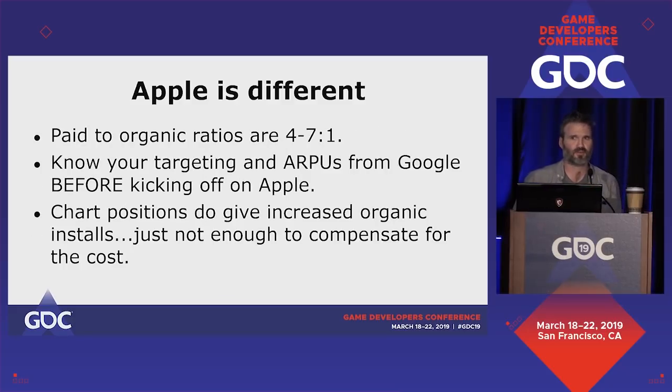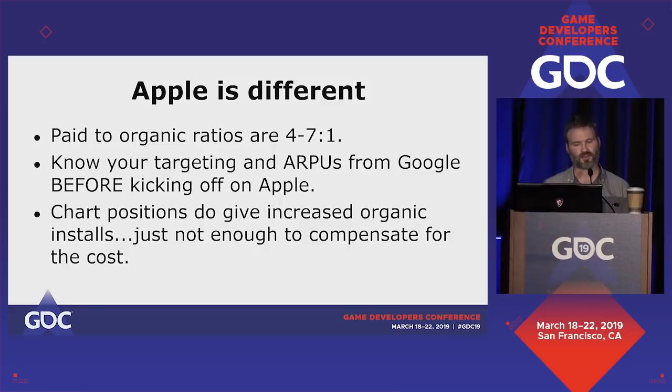Apple's different, unfortunately, in a bad way. So paid to organic ratios on Apple are 4 to 7 paid installs to 1 organic. So not awesome. I don't do any marketing on Apple until I've done a tremendous amount of marketing on Google, and the reason why is there is no safety net. So if you lose money on your campaign, you lose money, period. So with Apple, I use all the targeting and the ARPU targets that we're working on Google Play and take those over to Apple, and it's been pretty effective.